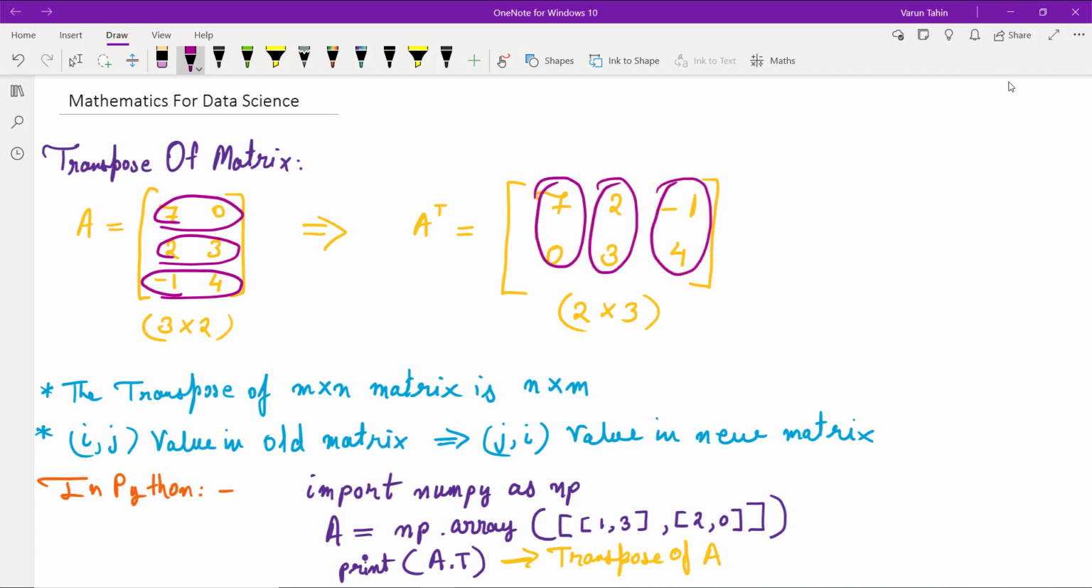So therefore the transpose of an M into N matrix will be a matrix of dimension N into M. And the value present at the ij location in the original matrix will be present in the ji position of the new matrix. And we can implement this in Python. So let's say that we have a matrix A which is represented by 1 3 2 and 0, which is a 2 into 2 matrix. Therefore transpose of A will become 1 2 3 and 0. This will be implemented by the NumPy library, and we can simply say np.array to form the matrix, and then to take its transpose we will use .T as a method.